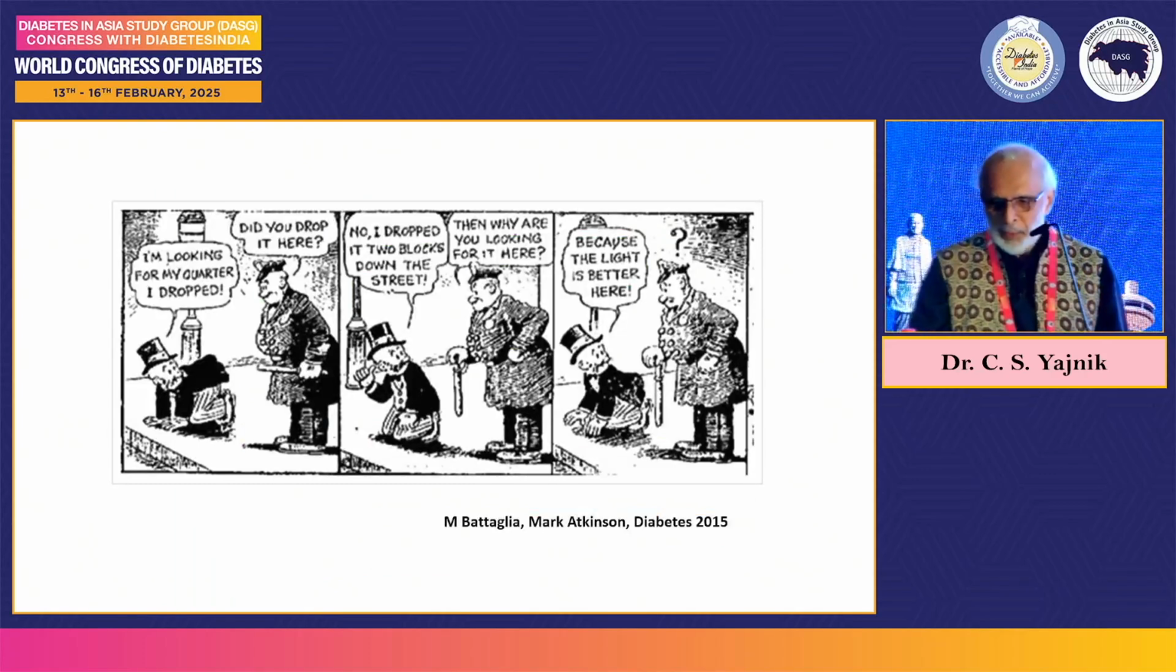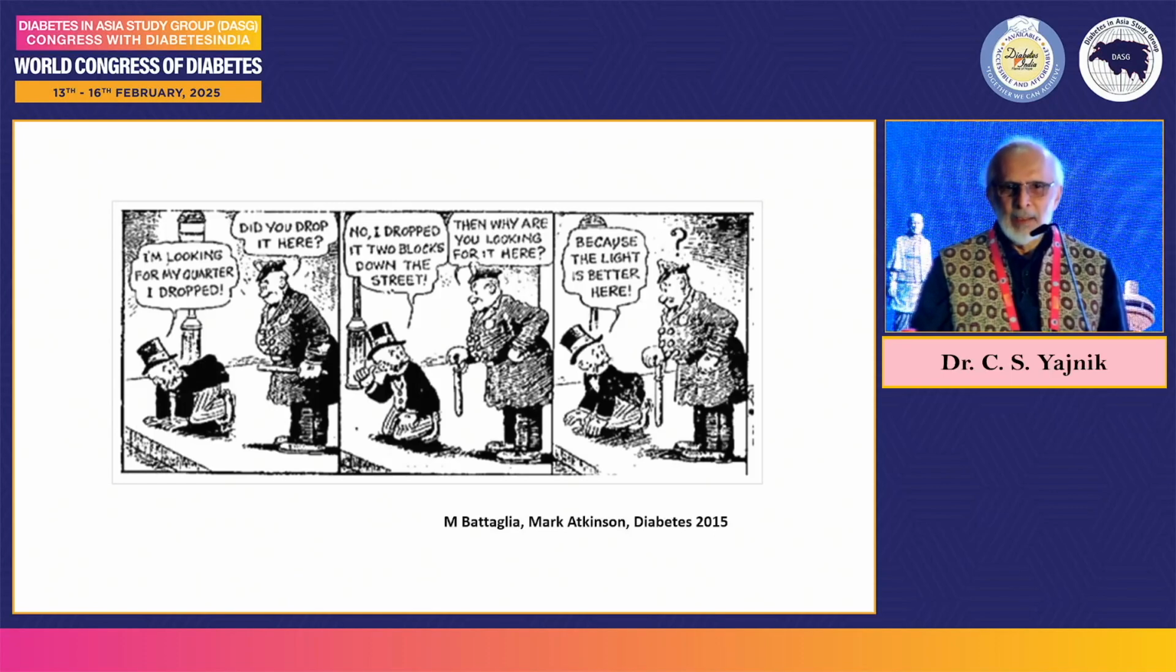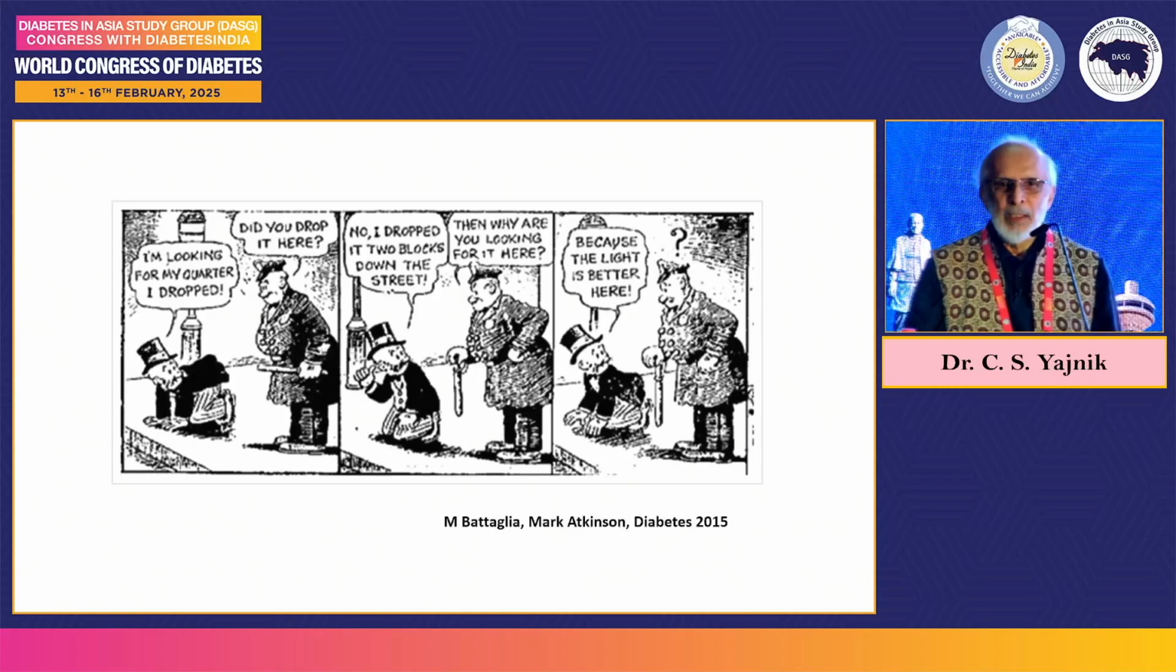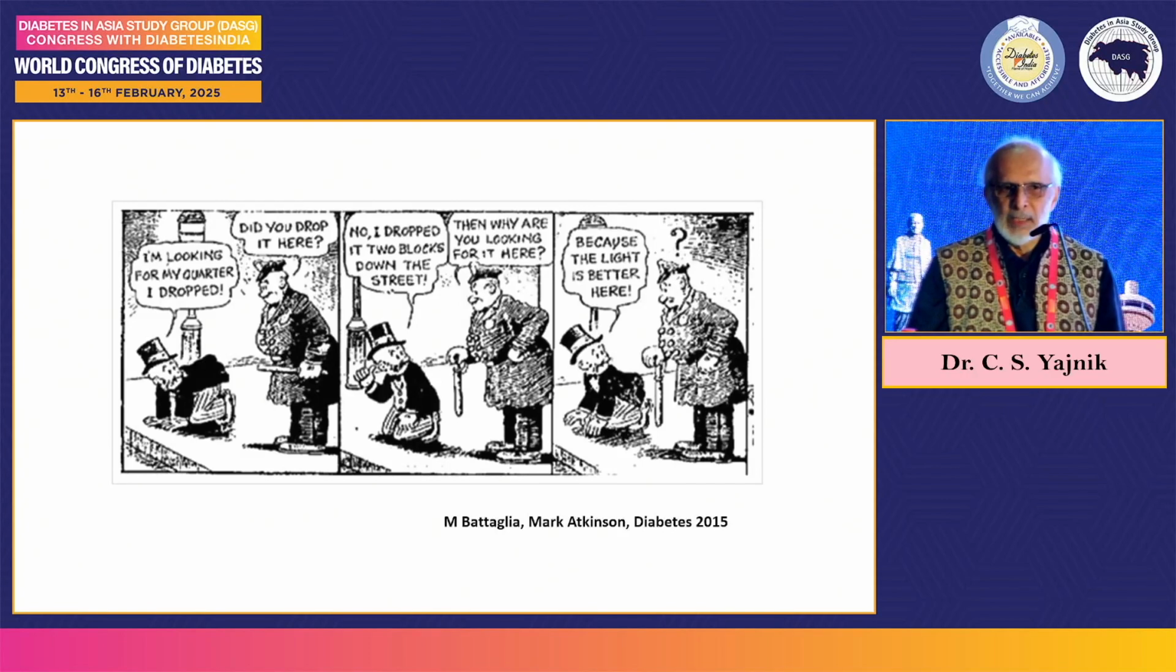Mark Atkinson drew this figure for type 1 diabetes in the journal Diabetes in 2015. A man was trying to find his coin which he had lost, under the street light. Police asked him, "What are you looking for?" He said, "I have lost a coin." So police said, "Do you remember where you lost the coin?" He said, "Yeah, down the street." So they asked him, "Why are you looking under the light?" He said, "Because there is light here." Investigating gestational diabetes in pregnancy is like searching under the light.